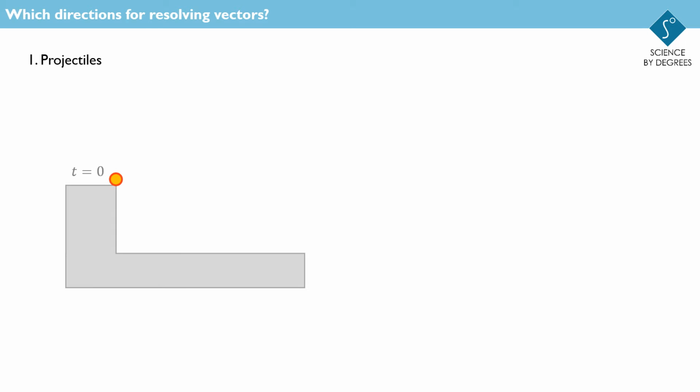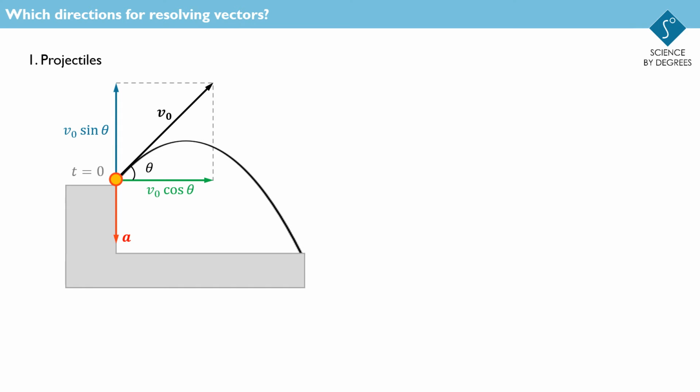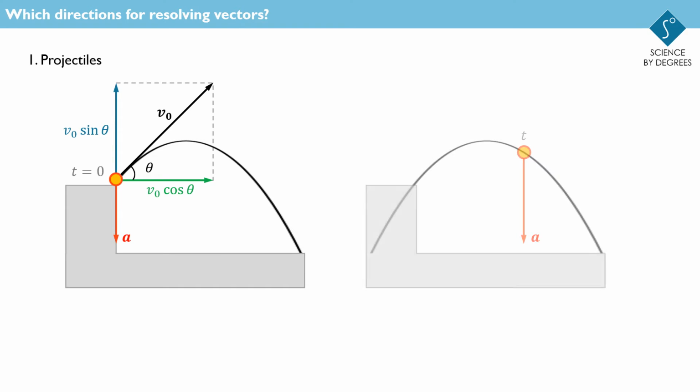To see this point graphically, here's an object launched with an initial velocity v0 at an angle theta to the horizontal. We can resolve this initial velocity into a horizontal component and a vertical component. The object accelerates vertically and it follows a parabolic path like this. A time t later, the horizontal component of the velocity has not changed, but the vertical component of velocity has been reduced by an amount equal to the acceleration multiplied by the time t.